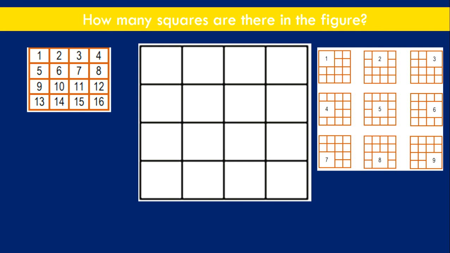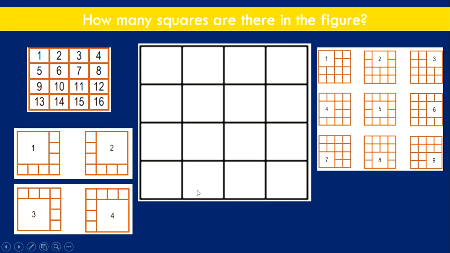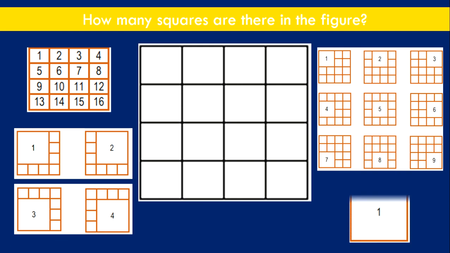And then for the 3 by 3, there are 4. We have the 3 by 3, which is this one, the first square, and then for the second square, we have this. Notice that we have 4 3 by 3s. And then obviously, the last one, the 4 by 4, is 1. If we add them, we have 16 plus 9, that's 25, plus 4, that's 29, plus 1 is 30. Therefore, there are 30 squares in the figure.